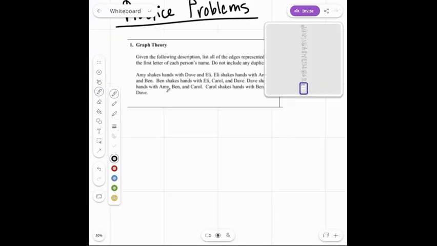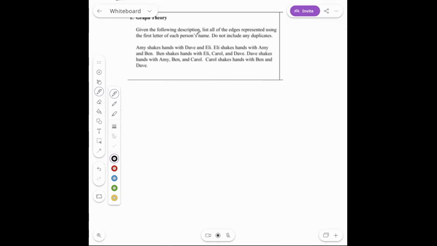Okay, here's our first practice problem. Given the following description, list all of the edges represented using the first letter of each person's name. Do not include any duplicates. So we see that there's Amy, Ben, Carol, Dave, and Ellie. So there are 5 people involved in this scenario, which means we'll have 5 vertices. We can draw it simply like this: A, B, C, D, E.